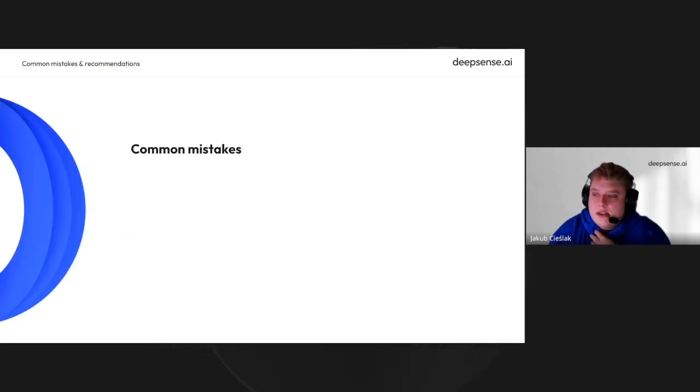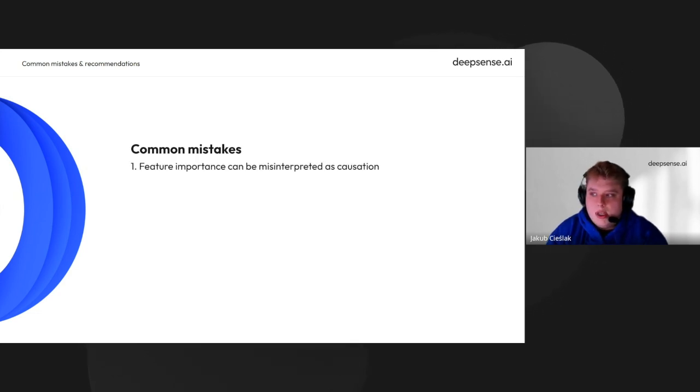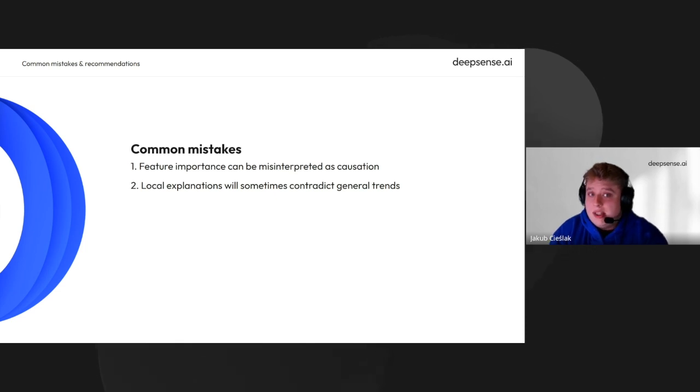So, we will go through common mistakes, and we will go through five recommendations from us. We already went through the first common mistake, which was feature importance can be misinterpreted as causation. Don't let it fool you. We warn you, this will happen. It is really tempting to say that some feature, which is the number one predictor in our model, is the number one cause of a situation. Same one, local explanations will sometimes contradict general trends. So just because something shows on a local explanation plot doesn't mean it will show up everywhere.